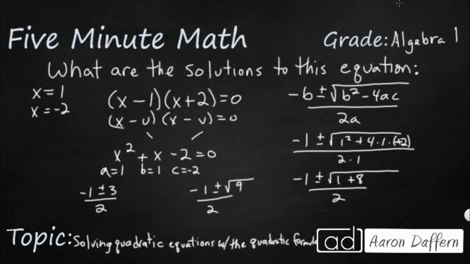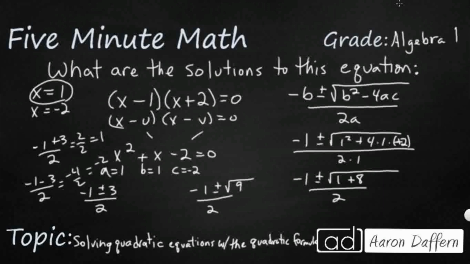So let's take both of those. If I were to say negative 1 plus 3 over 2, what's that going to equal? That's going to equal 2 over 2. It's going to equal 1. Boom. What if I were to say negative 1 minus 3 over 2? Well, that's going to equal negative 4 over 2. That equals your negative 2. Boom. So that's how this works.